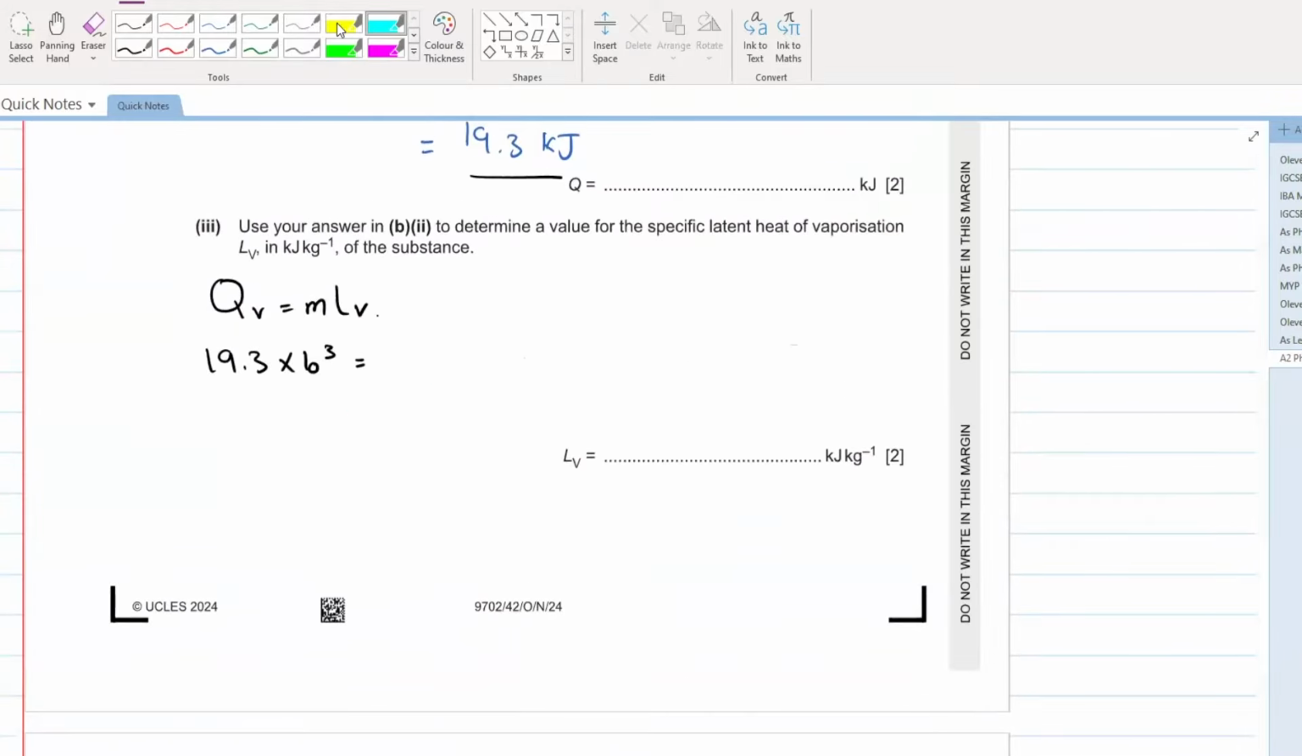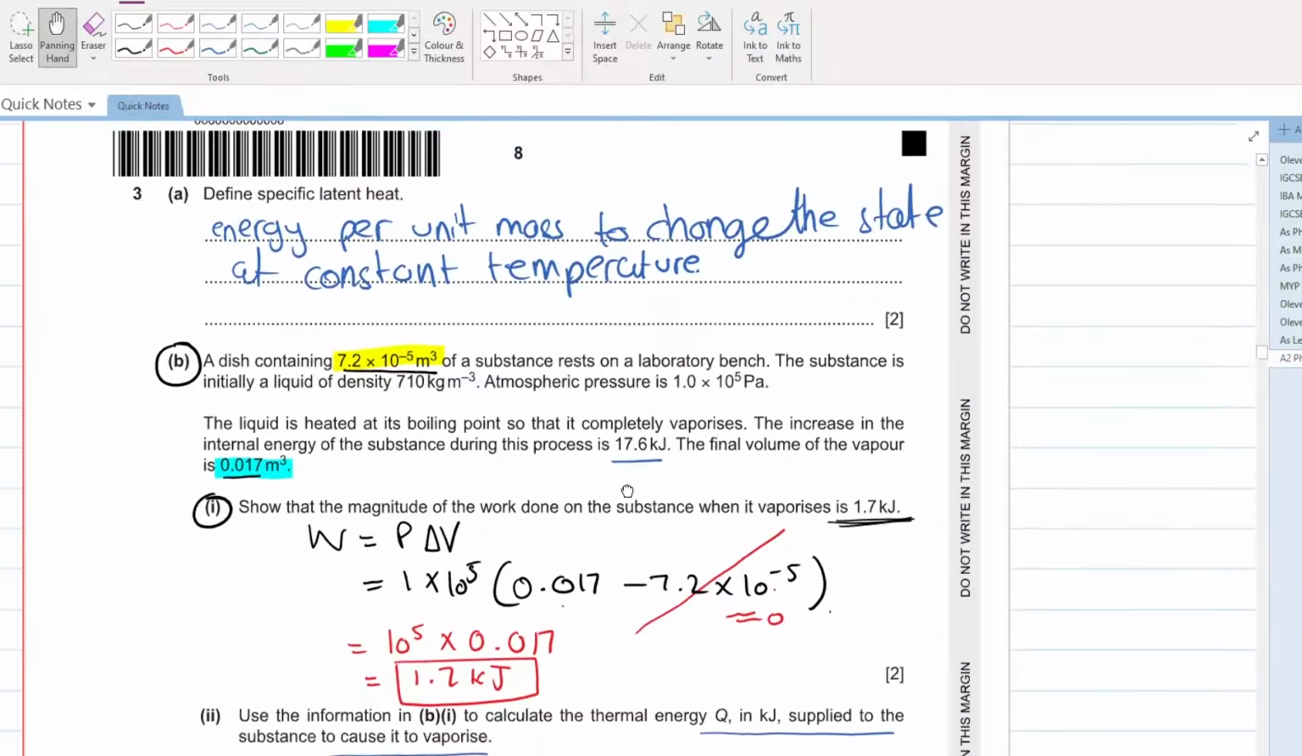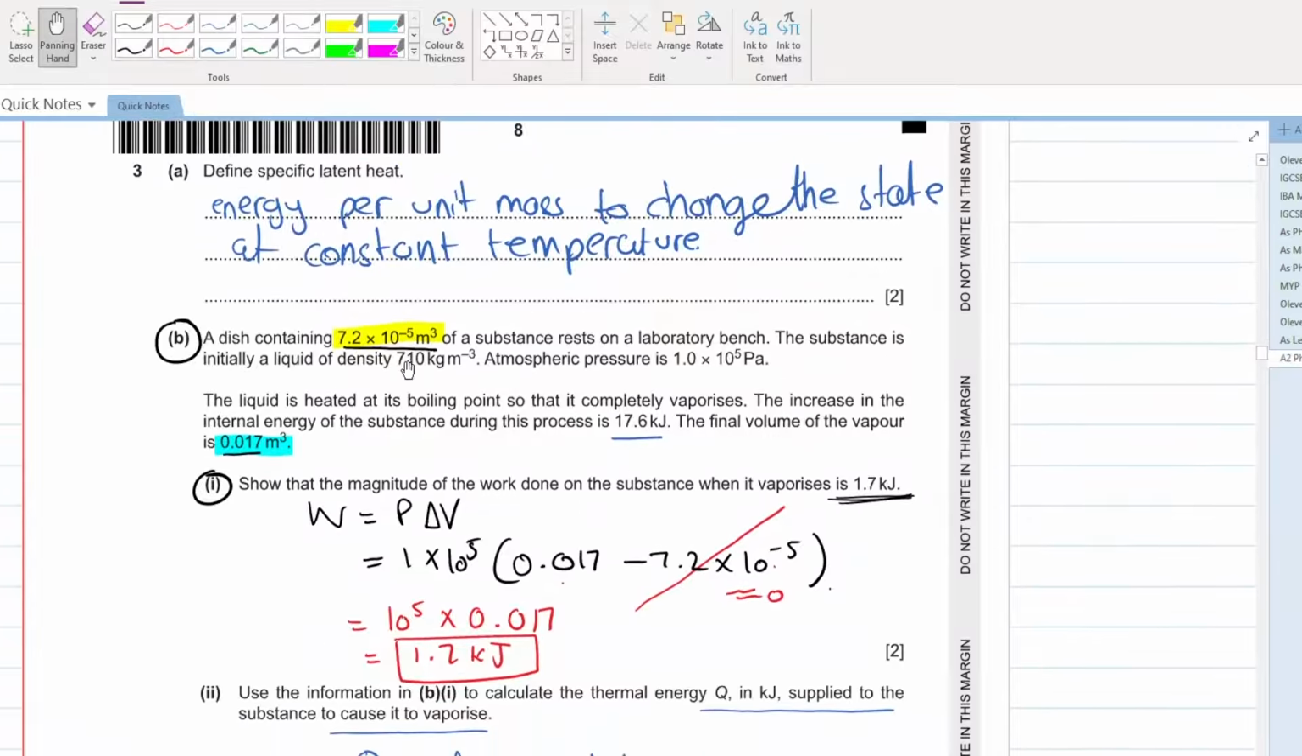So here there is one problem. You don't have the mass. How will you calculate the mass? Do you remember grade 8 physics? Mass is equal to density into volume. What is your density? Is density given anywhere? Yes, 710. What is your volume? 7.2 into 10 raised to the power of minus 5.